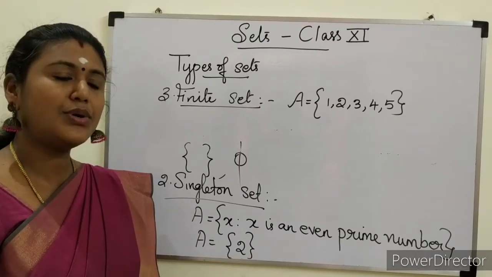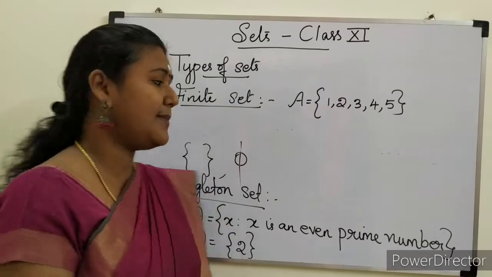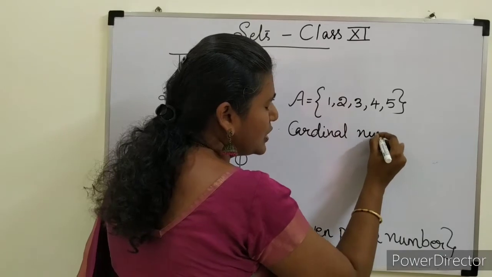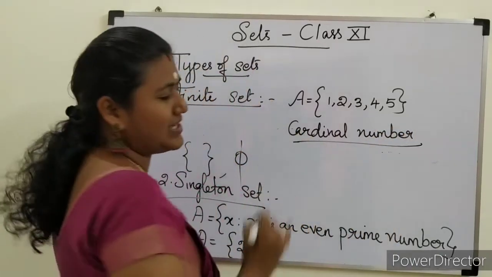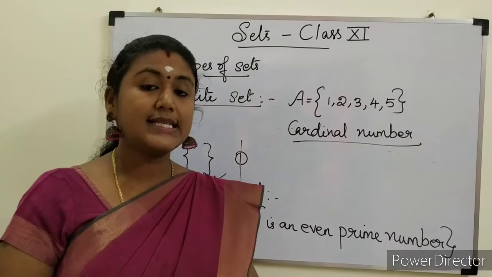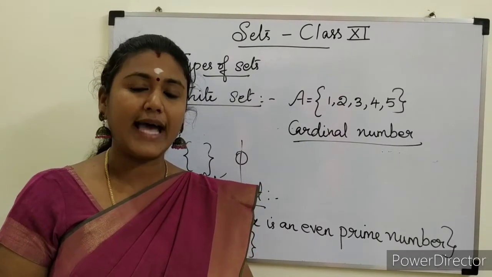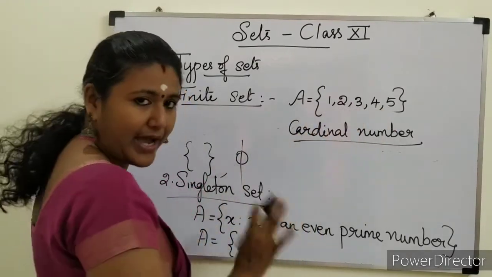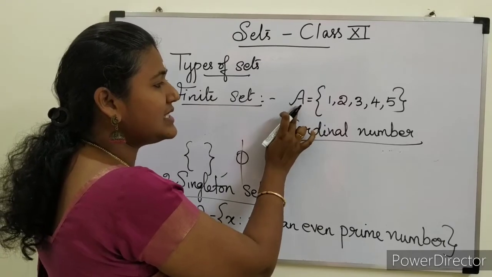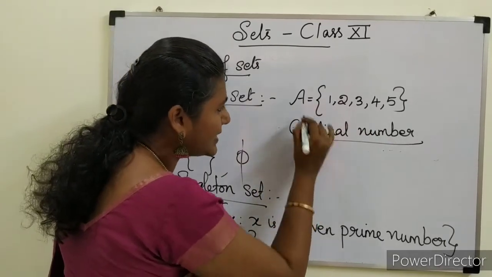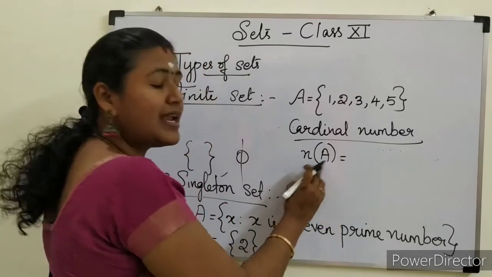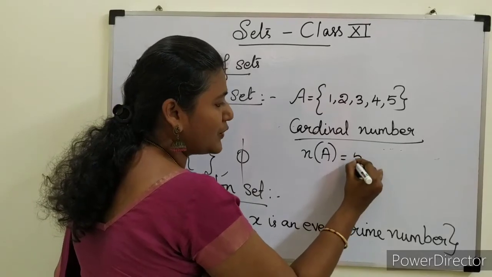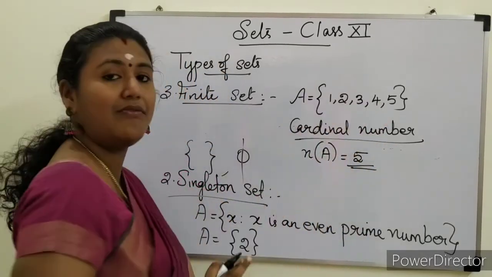Now here we have to understand one more concept, that is cardinal number. What do you mean by cardinal number of a set? Cardinal number is nothing but the number of elements in a set. So here the number of elements in this set is 5. So the cardinal number of this set is 5. We usually denote this as n of A, its meaning number of elements in set A. So here we can write n of A is equal to 5 because the set A has 5 elements.